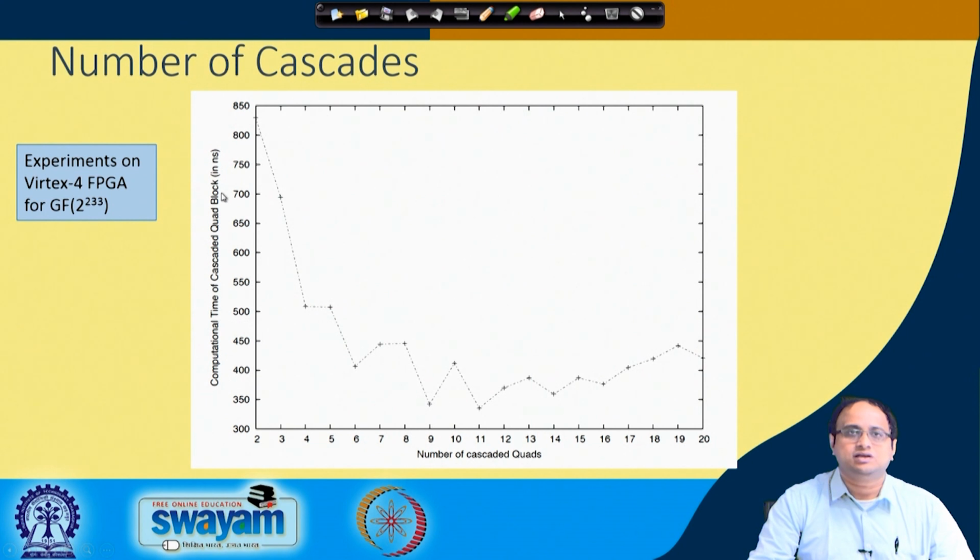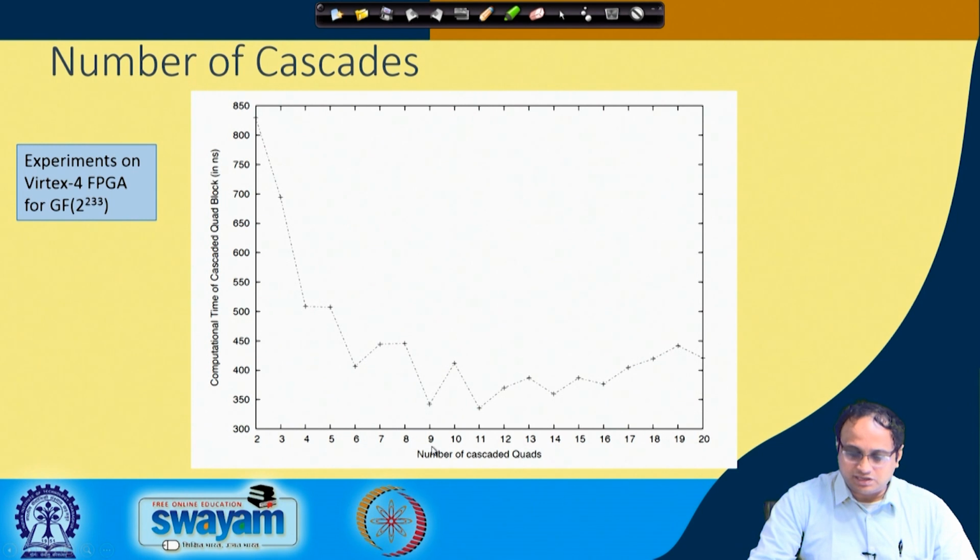On the y axis, I have plotted out the computational time of the cascaded quad block. You will see that if you make the number of cascade steps very small, then the time will be more, because you are spending more clock cycles, whereas if you make it high, then there is also more delay. Therefore, there is an optimal point for which you get more efficient designs.